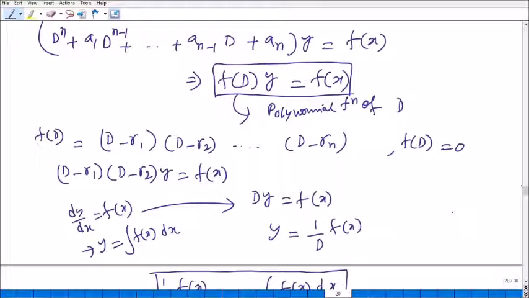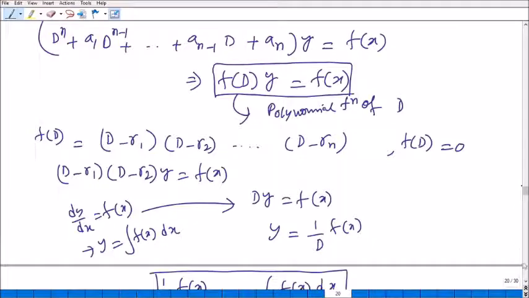Okay, we are discussing the operator method of solving the non-homogeneous differential equation. We are solving only for the particular solution using this operator method. When the differential equation is represented as f(D) operating on y equal to f(x), where f(D) is a polynomial function of D.